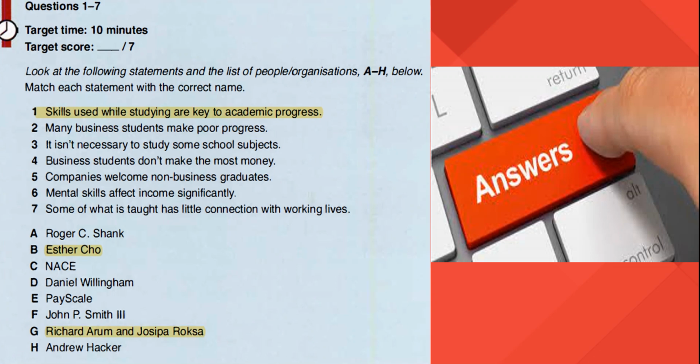Let's go to the next one. You don't need to pay attention to the first one and Esther Cho because we have already done that. The second one: many business students make poor progress. Here it is, 2G, Richard Aram and Josipa Roxa. We don't need to waste our time. I'll just give you the correct answers, then we will go forward to the next question, and before that I'm going to explain in detail as previously.